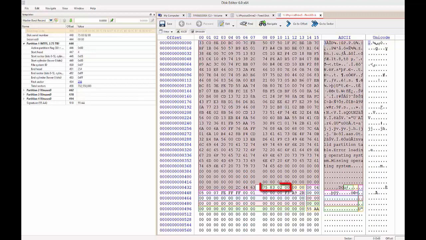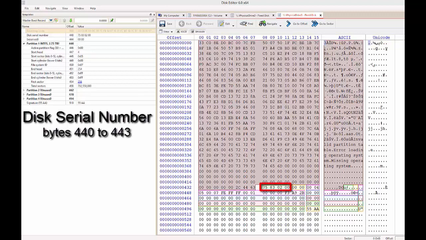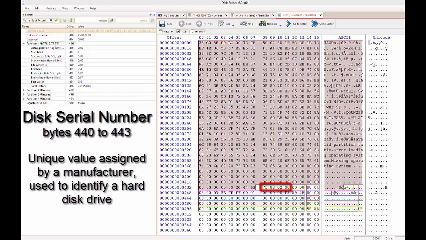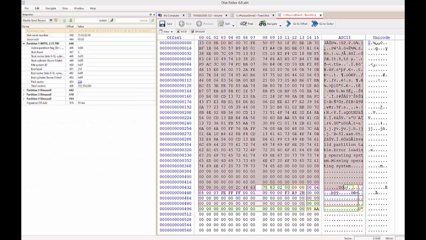The 4-byte sequence, which immediately follows the bootstrapping code, is the disk serial number. The disk serial number is a hexadecimal sequence that is used to uniquely identify a storage device. This number is provided by the manufacturer of the device. In this example, the disk serial number is 75830200 in hex.